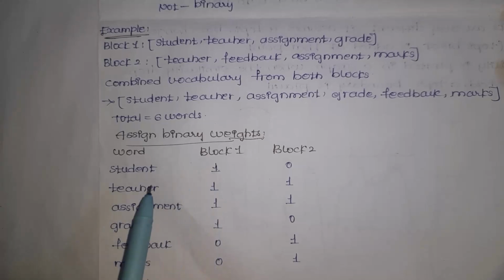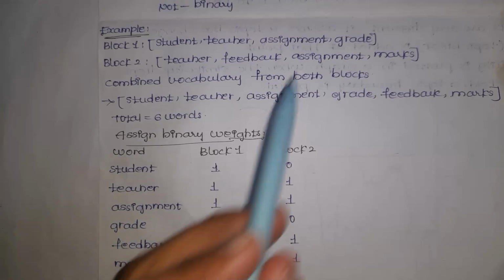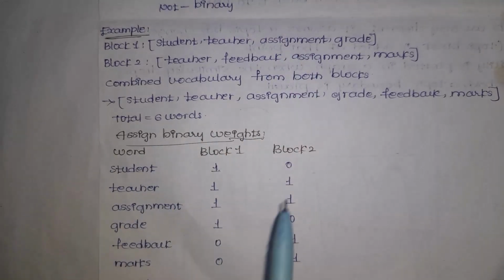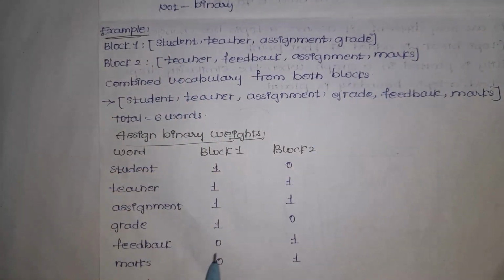And similarly, in block 1 there is teacher, so I will include 1. Similarly assignment is in block 1, so 1. And grade is in block 1, so here I will include 1. And feedback, there is no feedback in block 1, so 0. There are no marks in block 1, so I will include 0.